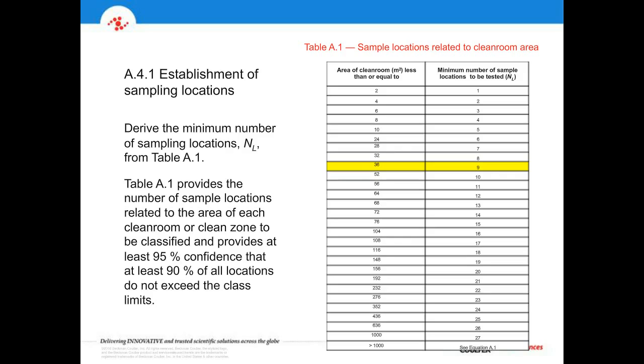Again, it's industry neutral, whereas something like Annex 1 is very specific to an industry and a process. But it points back to this. So, for example, again, if you had that 36 meter square room, previously you would do 6 positions for your classification effort to call it grade A. Now you need to do 9 positions.